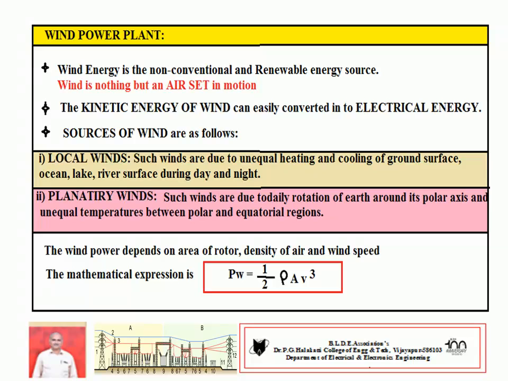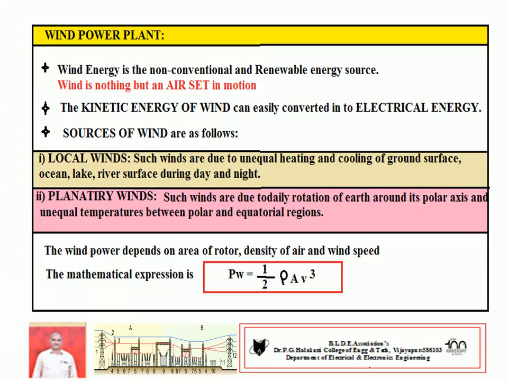Wind is generally referred to as the motion of air, or air in motion. The kinetic energy of wind can easily be converted into electrical energy.